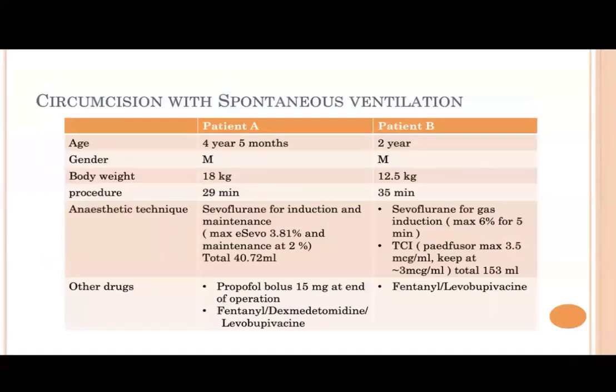The second case is a circumcision, and this time we would like to maintain spontaneous ventilation for the patient. For patient A, again, sevoflurane is used for induction and maintenance, and at the end of the operation, propofol. For patient B, sevoflurane is used for gas induction and then TCI, and both of them have received a penile nerve block.